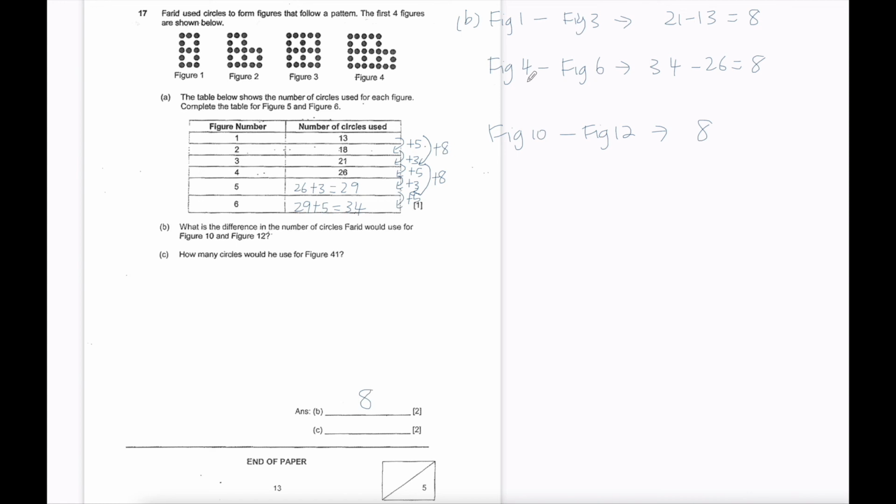We can do some more examples if you guys don't really see it. So we can actually just choose, for example, figure 2 to figure 4. So anyway, this is the answer, okay? So from figure 2 to figure 4, it is 26 minus 18, which is also 8. You see, every time we are jumping 2 figures, our difference is actually 8. Okay, I hope you guys understand by now. Alright, I'm going to move on to part C. I'm going to erase this.